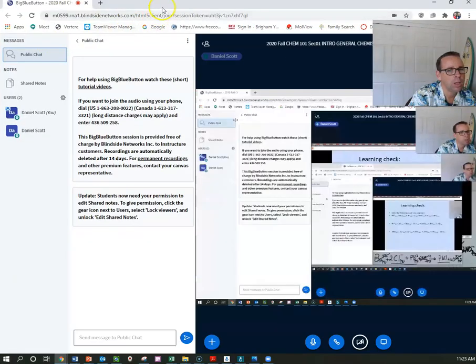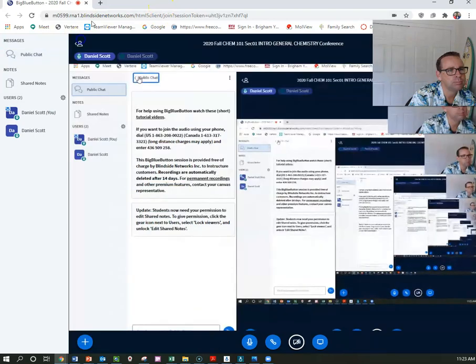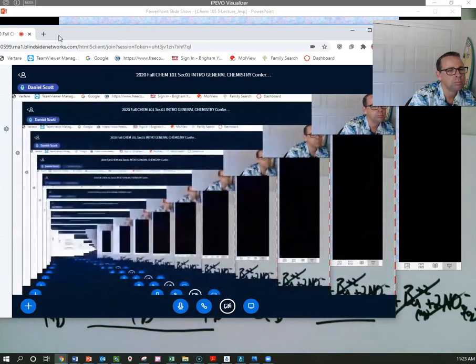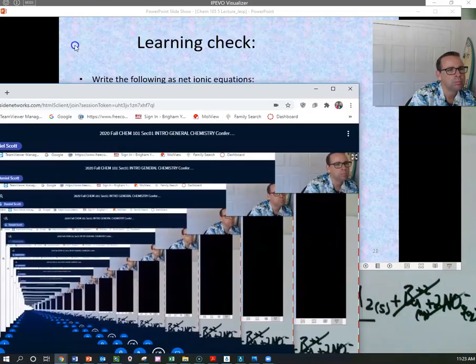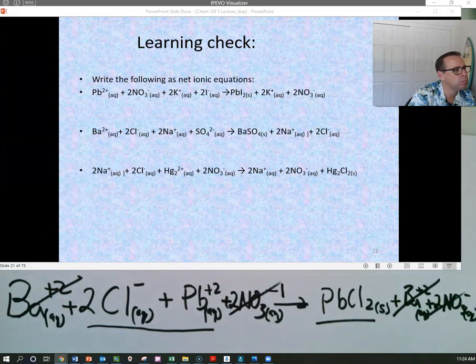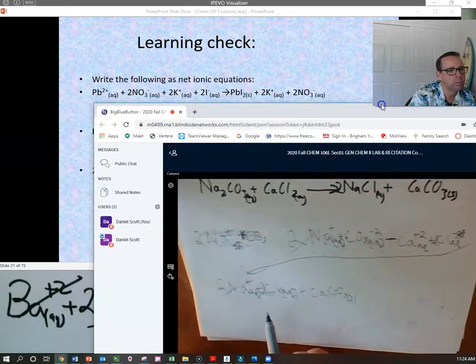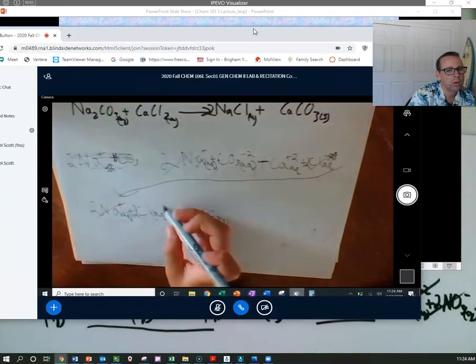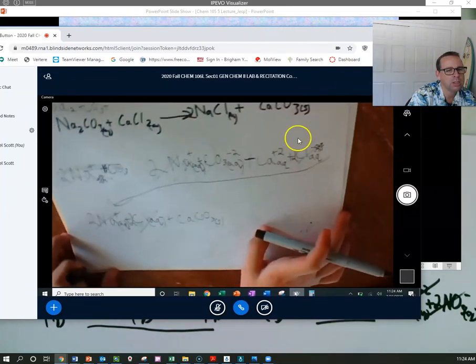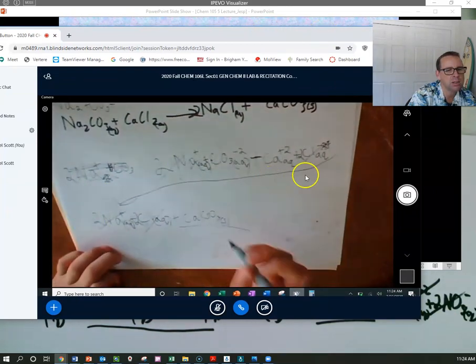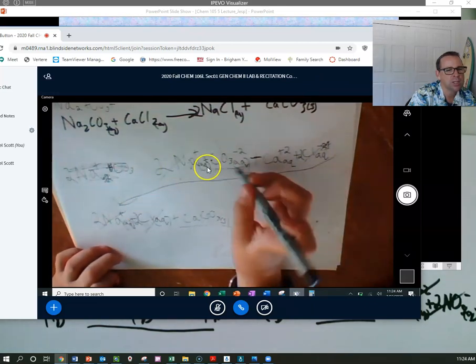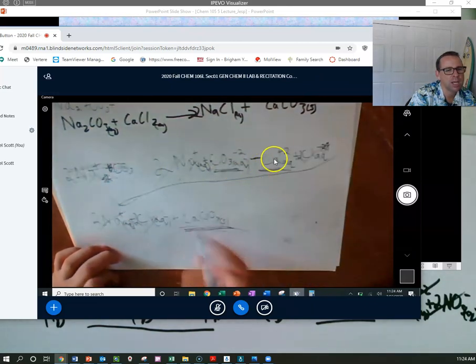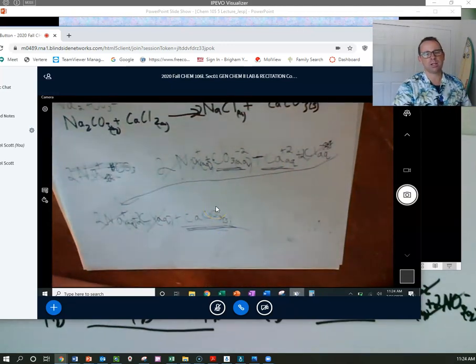This one. That one's crossed out. Na2. And then Cl. Cl is the exact same. Okay, good job. So you crossed out the 2 sodium ions and the 2 chloride ions, and what's left is the carbonate coming together with the calcium to form calcium carbonate. So that is called our net ionic equation.